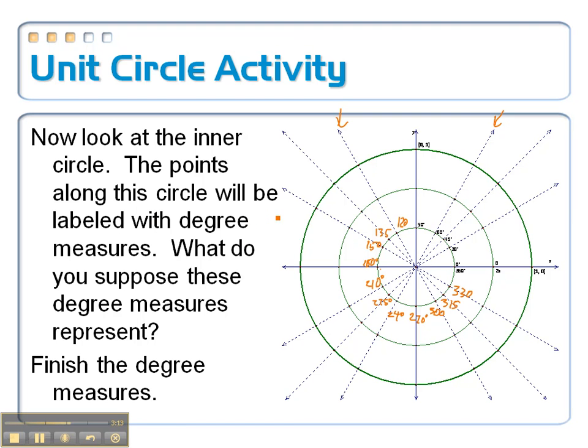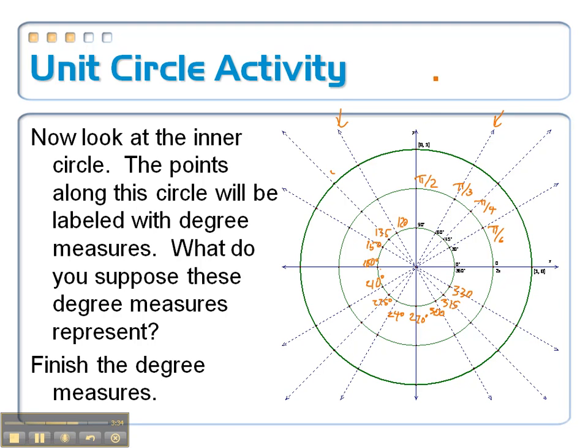So we saw from a previous exercise that 30 degrees is the same thing as pi over 6. 45 is pi over 4. 60 degrees is pi over 3. 90 is pi over 2. If I want the rest of these, I just have to do the conversions.